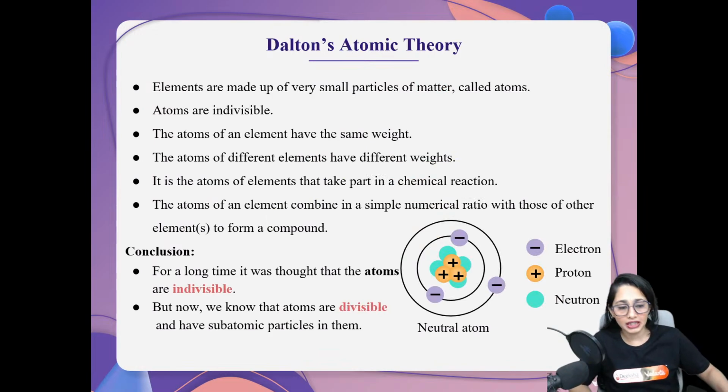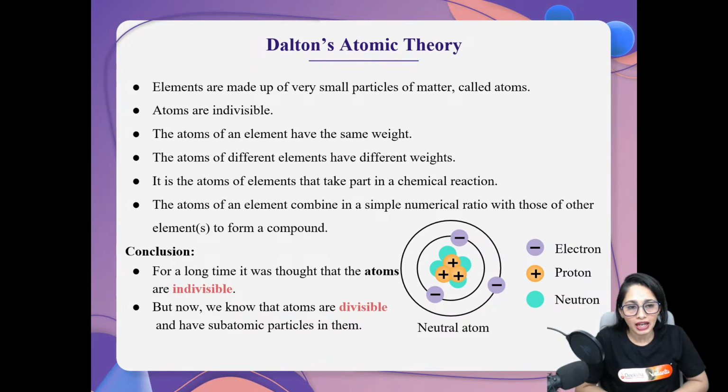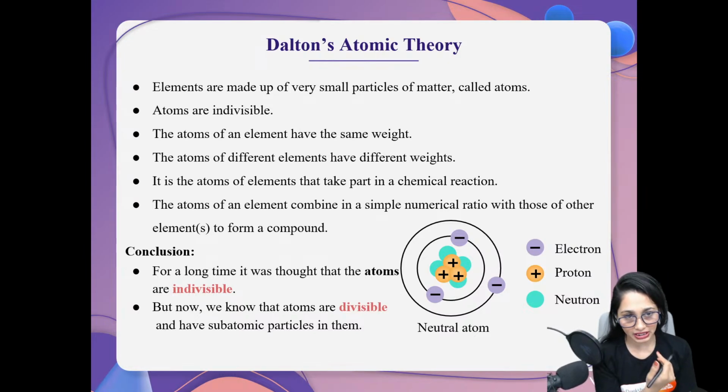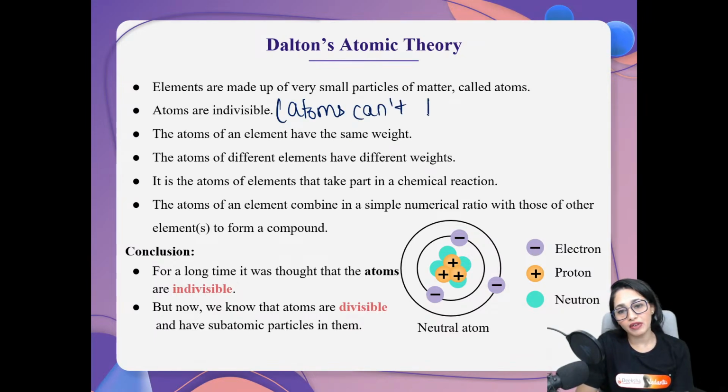So Dalton's atomic theory. Dalton was the first scientist to come up with atomic theory. He had some idea about atoms. What did he say? Elements are made up of very small particles of matter called atoms. Yes, he's absolutely right. It doesn't mean that he was entirely right, but it was a great attempt from Dalton. He says that atoms are indivisible, which means that we cannot divide an atom further. Indivisible means it can't be divided.